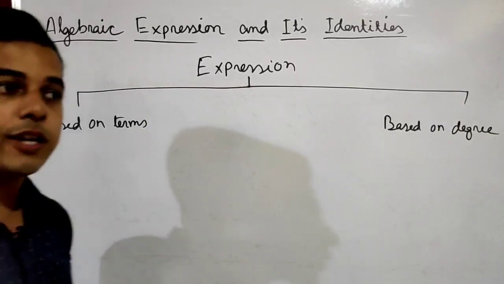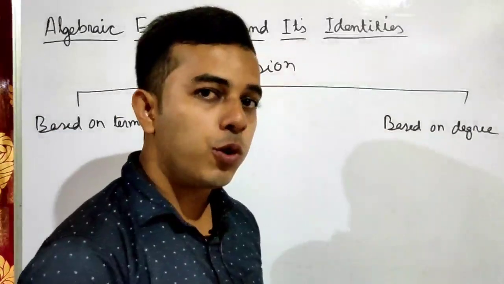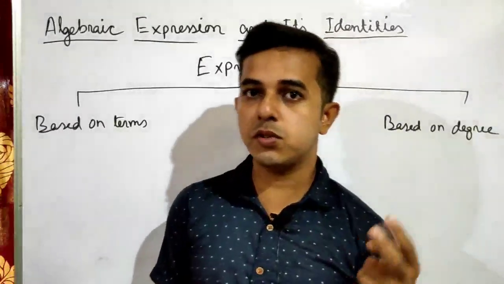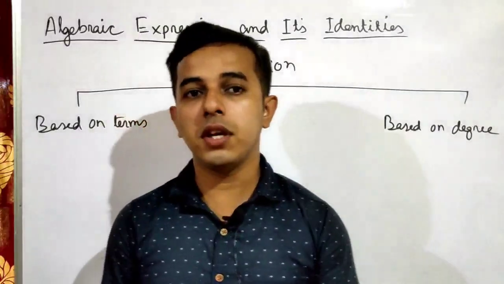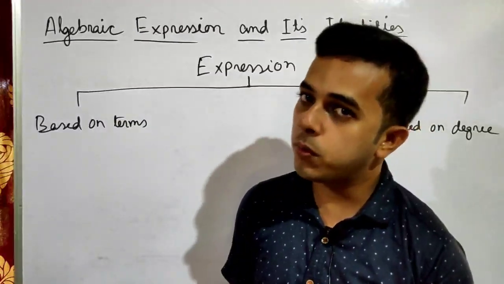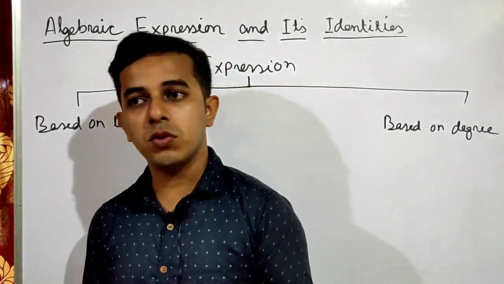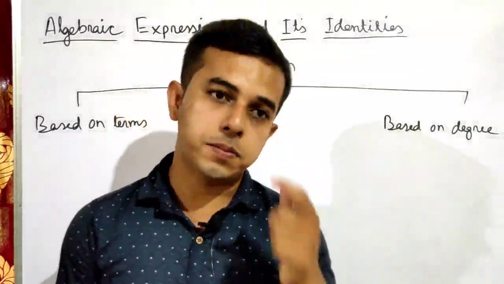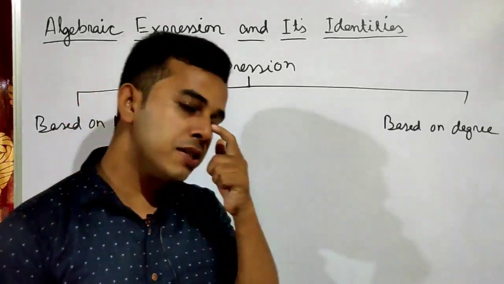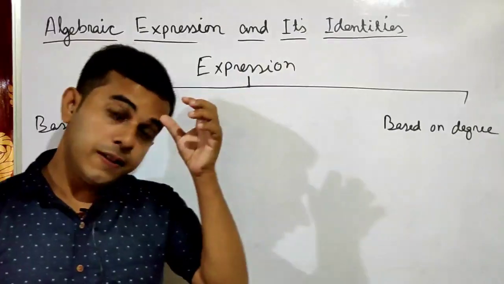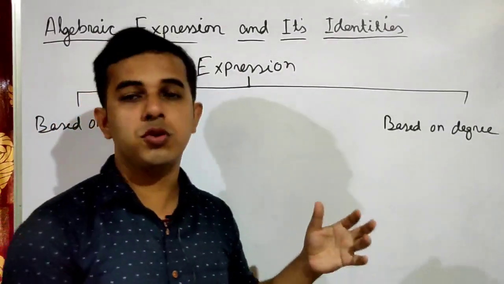Number one is monomial expression, that is, if one term, it is known as monomial expression. If two terms, it is known as binomial expression. If three terms, it is known as what? Trinomial expression. If four terms, it is known as what? Quadrinomial expression. Okay, we have already discussed that. If you don't, you can watch those videos.